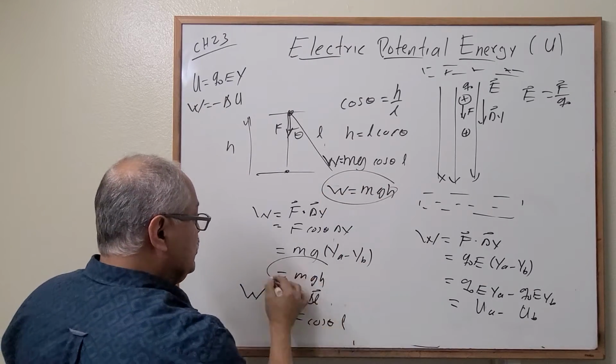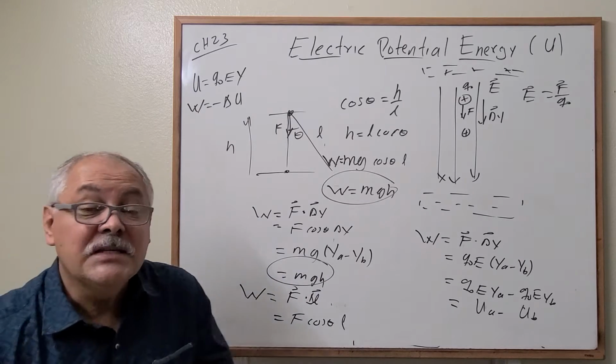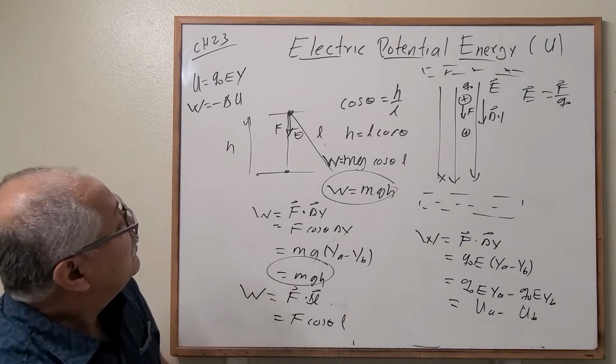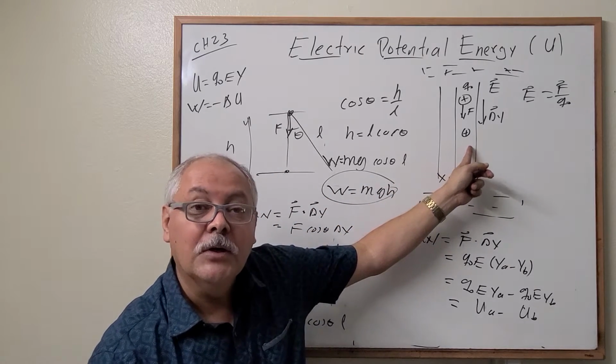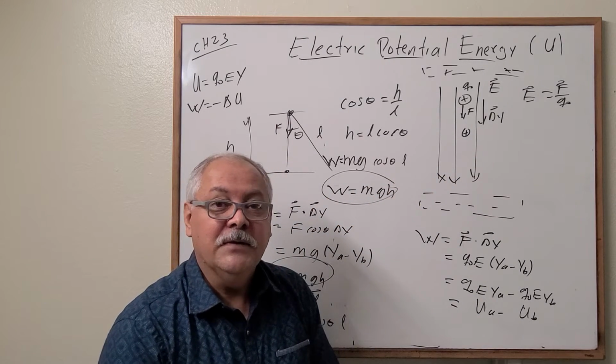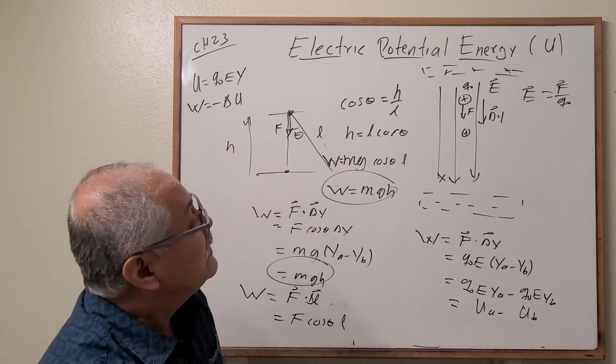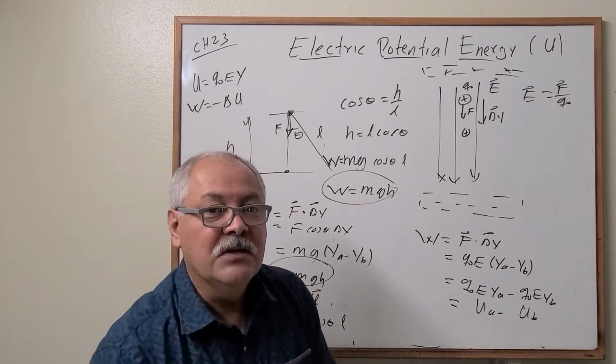So in both cases, we have the same answer. So it doesn't depend on the path, right? The work done depends only on the initial and final position. The same thing happens with the electric field. The work done by the electric field doesn't depend on the path. It depends only on the initial and final position.